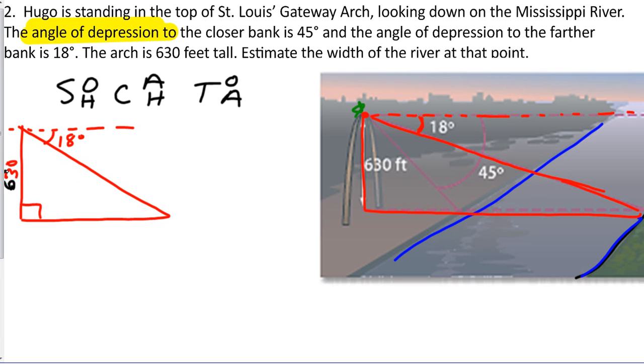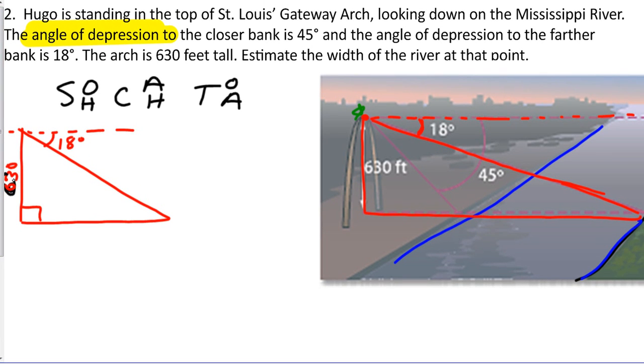630 on the side. Sorry for the jumpy screen there. That's for my height. We also have 45 degrees. I kind of jumped ahead in the problem a little bit in my reading because I went and looked at my picture. 18 degrees was the angle of depression to the further bank, which is over here. And then 45 degrees is the angle of depression to the closer bank. So I'm picking those two spots on either side of my river.